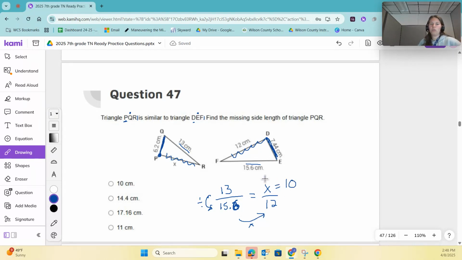One other way to look at this is if you figure out that 15 and 13 correspond, 13 is less than 15, which means x is going to have to be less than 12. That leaves you 10 or 11 as your only two options. You can work through that a little bit if that helps narrow your options as well. Again, x is 10, so that would be A there.